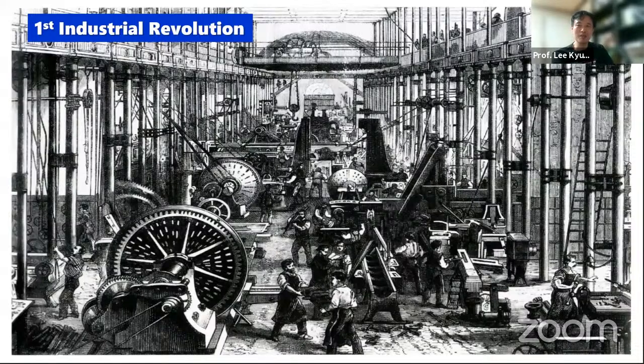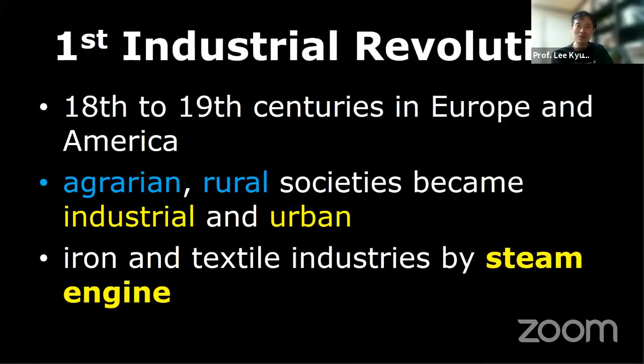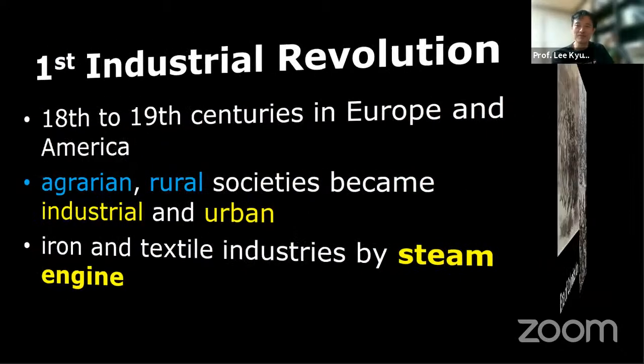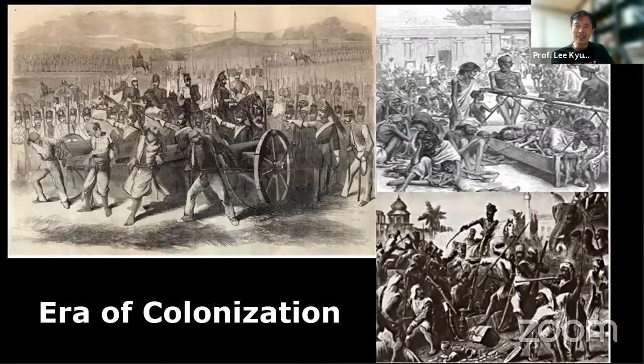Before talking about the fourth industrial revolution, I would like to review the other industrial revolutions. The first industrial revolution occurred from the 18th century to the 19th century in Europe and America. At this time, agrarian rural societies became industrial and urban. Humans invented the steam engine and iron and textile industries prospered. But there were some side effects of the first industrial revolution. Colonization occurred as a side effect. The developed countries of Europe set out to colonize to supply resources and get manpower.